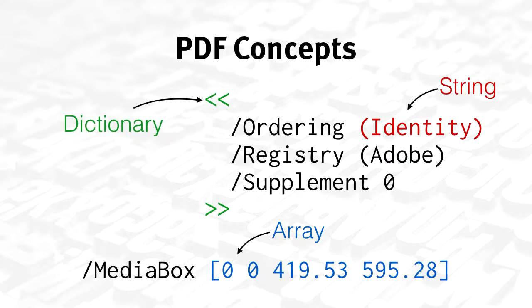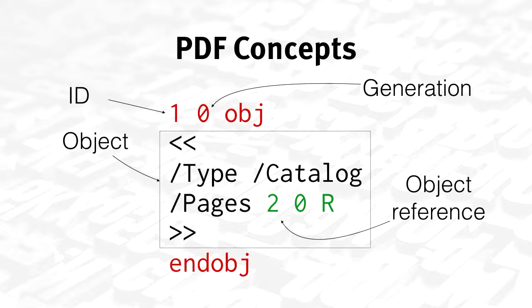PDFs contain a lot of these dictionaries, hashes, you might call them in some programming languages. And here's one that says, ordering is identity, registry is Adobe, supplement is zero. They can contain arrays. They can also contain objects. Objects are kind of like nodes in a tree, and they can refer to other objects somewhere else. So here's the first object, and it's a catalog object, and it's got pages, but pages is another object somewhere else. Pages is object number two. There's something called generation, but nobody ever uses that.